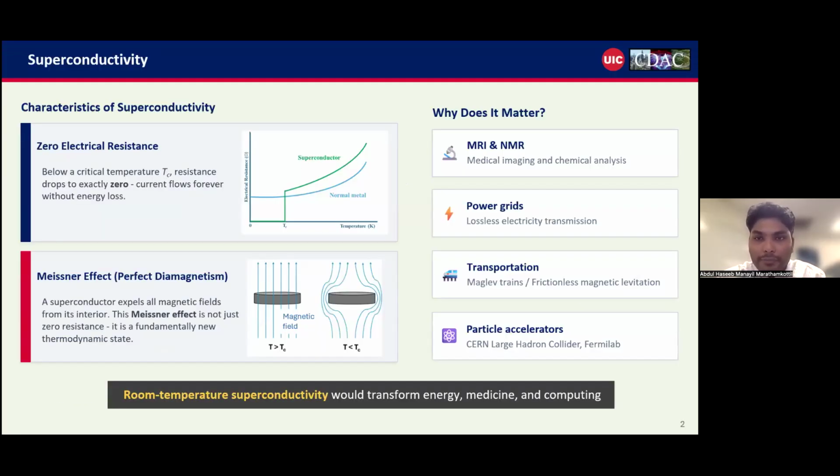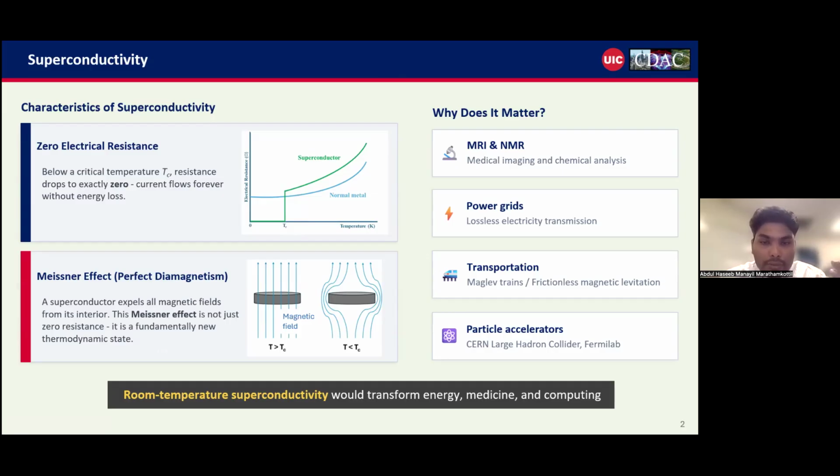Let me start with the basics for those who may be coming from outside the field. Superconductivity is a quantum state of matter with two defining properties. First, zero electrical resistance. Below a critical temperature Tc, resistance drops to exactly zero. Current flows indefinitely with no energy loss whatsoever. Second, the Meissner effect. A superconductor expels all magnetic fields from its interior. This is not just a consequence of zero resistance; it is a fundamentally different thermodynamic state.